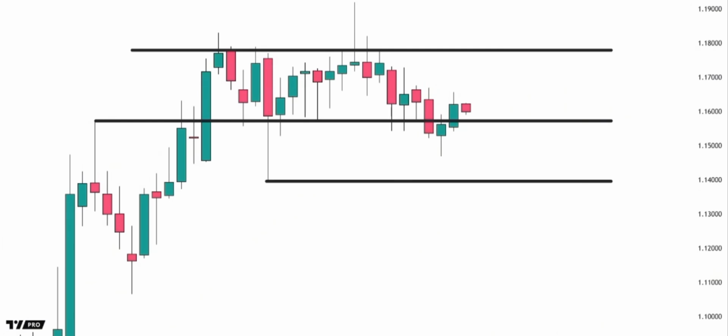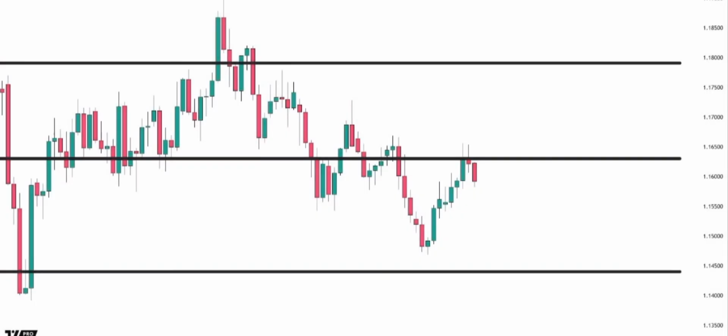This is all we need from the weekly time frame, just marking the key market structure levels, so we don't trade blindly when analyzing the lower time frames. Now, let's move on to the daily chart.